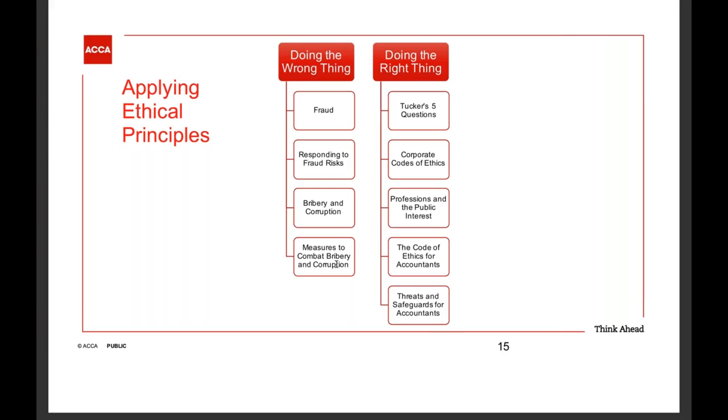And one way is by having a code of conduct or the code of ethics that you have here. So this is basically a mechanism for you to combat bribery and corruption.